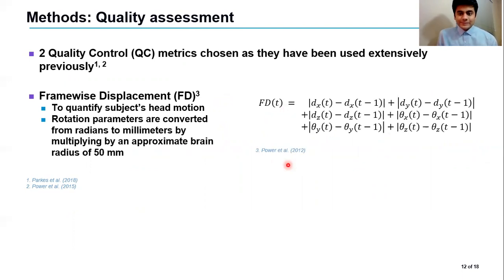Frame-wise displacement at each point is defined as a sum of the absolute values of differences in movements. So dx, dy, and dz are the displacement in x, y, and z. And theta x, theta y, and theta z are rotation about x, y, and z. So at each time point, this gives us a measure of how much motion there was compared to the previous time point.